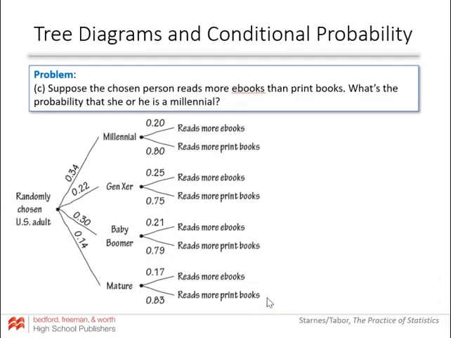Okay, and then the second type of question we can answer from tree diagrams is, suppose a chosen person reads more ebooks than print books. What's the probability that he or she is a millennial? So now we're doing a given, a conditional probability, okay? Given that they read more ebooks, what is the probability that that person is a millennial?